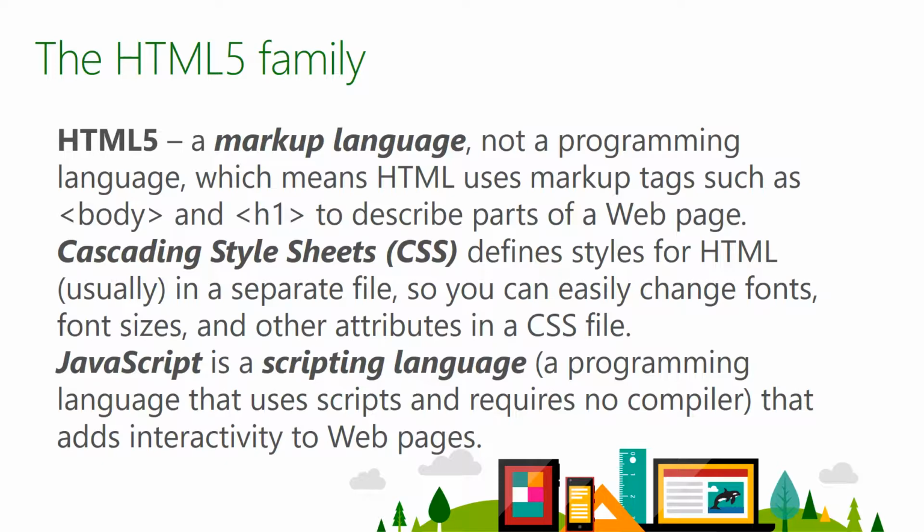What happens is that the HTML uses markup tags such as body, h1 and p, img, many other things to describe parts of a web page. The second member of that family is CSS, or cascading style sheets. Now that defines styles for HTML, which are usually stored in a separate file or files, so that you can easily change fonts, font sizes, and many other attributes from that CSS file.